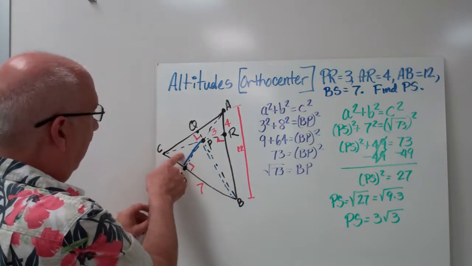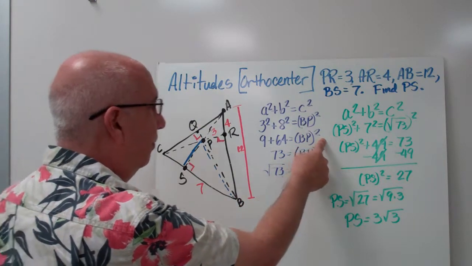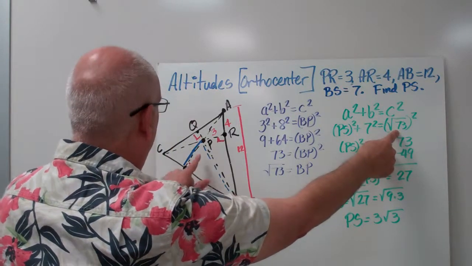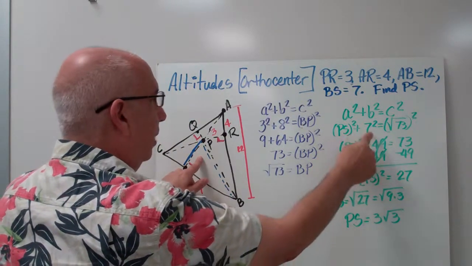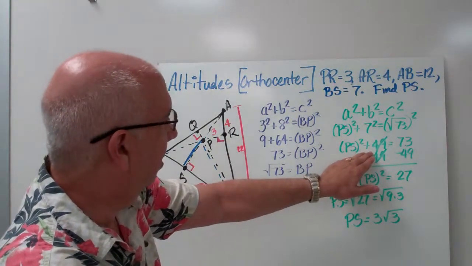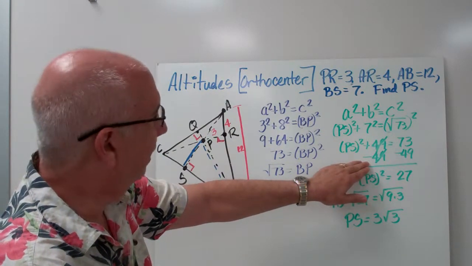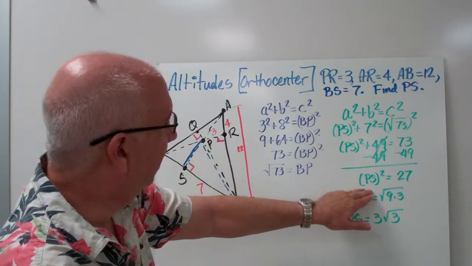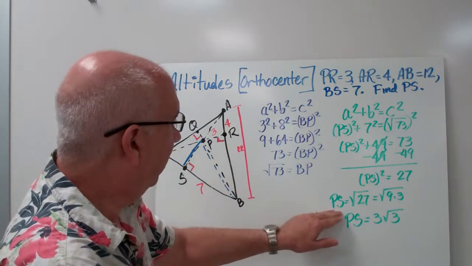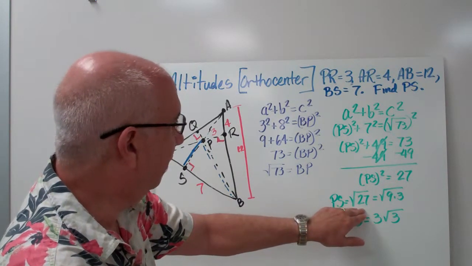Now to find this segment here, Pythagorean theorem again, substitute what I know. Hypotenuse first, I know is the square root of 73. I'm looking for PS plus this. Simplify, gives me this. Move the 49 by subtracting. I get PS squared is equal to 27. So PS is the square root of both sides, so PS is equal to the square root of 27.